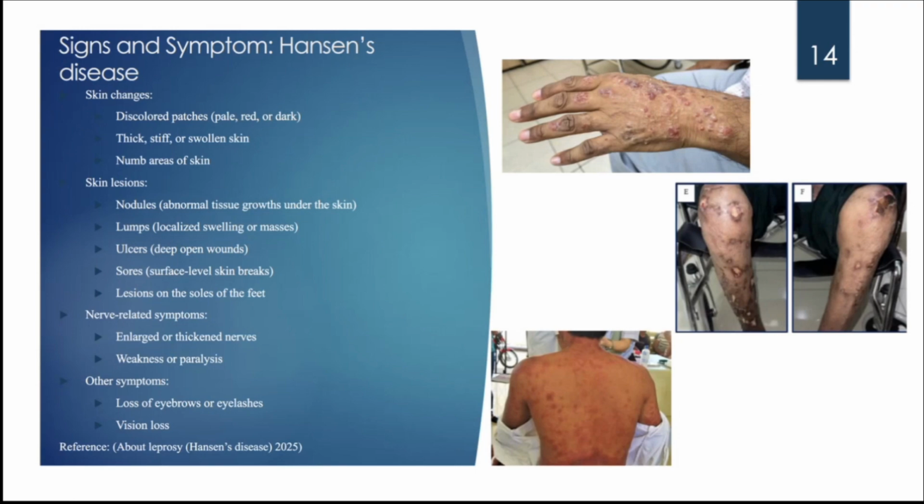And then there are nerve-related symptoms such as enlarged or thickened nerves, or there could be weakness or paralysis in different body parts, such as the arms or the legs. And then other symptoms are loss of eyebrows and eyelashes, or even vision loss.